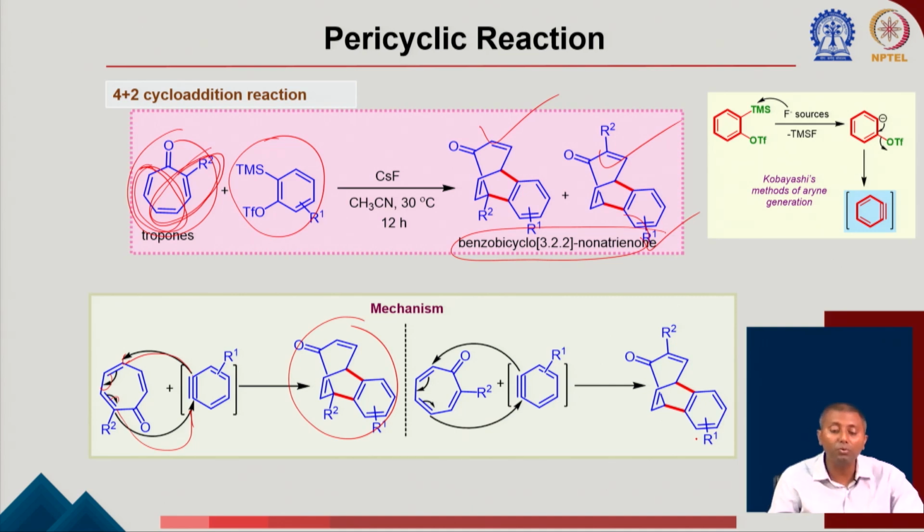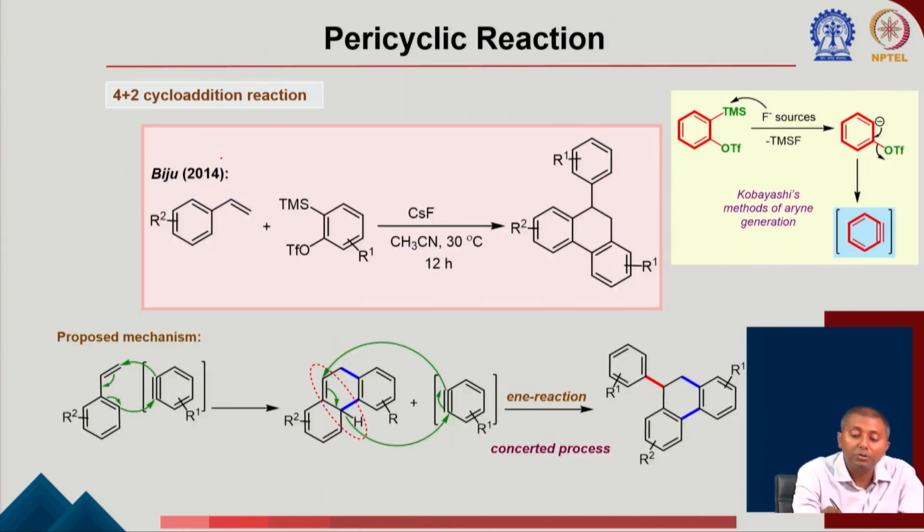And we also know about the formation of this benzyne from here, how the benzyne is forming. I think this is Kobayashi's technique. I have already taught you in the first lecture that cesium fluoride is going to attack the silicon, then it can go for elimination of this triflate to form this corresponding product.